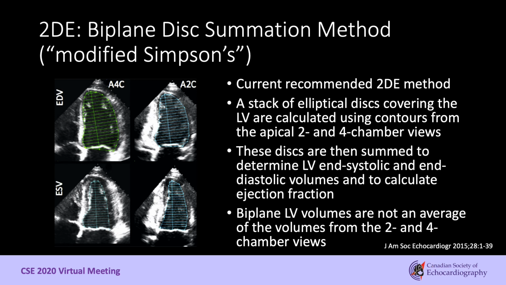Currently, the biplane disc summation method is recommended for 2D echocardiographic data. A stack of elliptical discs covering the LV are calculated using contours from the apical 2 and 4 chamber views. These discs are then summed to determine the LV end systolic and diastolic volumes and to calculate ejection fraction. As you can see from the methodology, this is why biplane LV volumes are not an average of the volumes from the 2 and 4 chamber views.